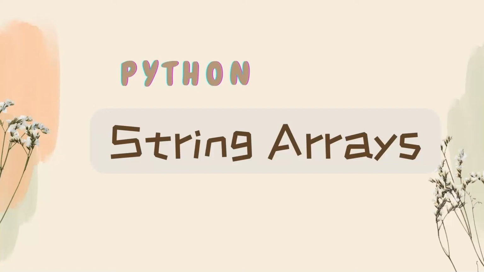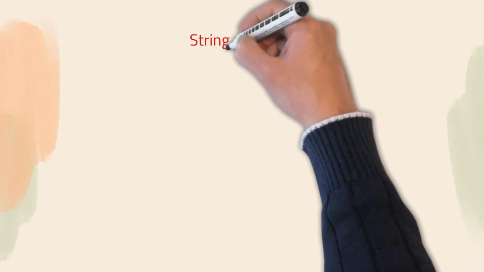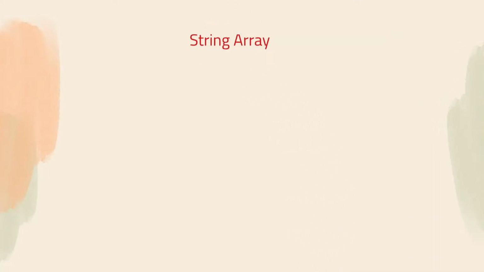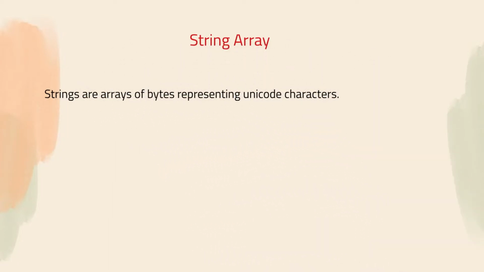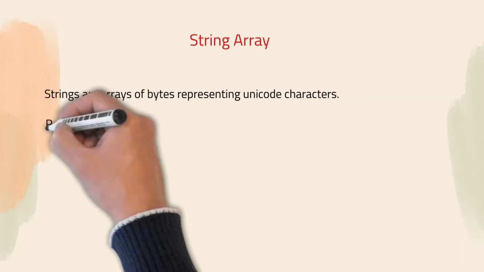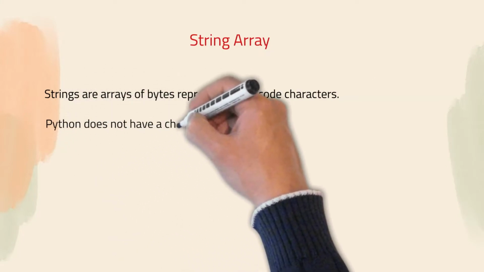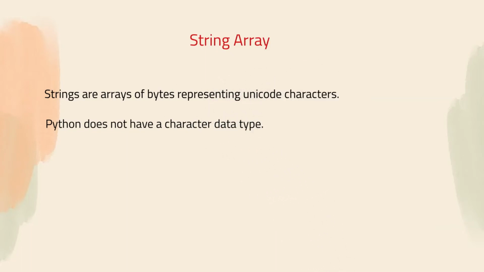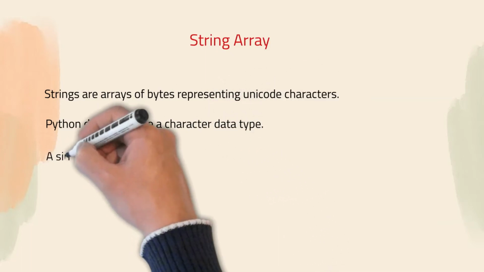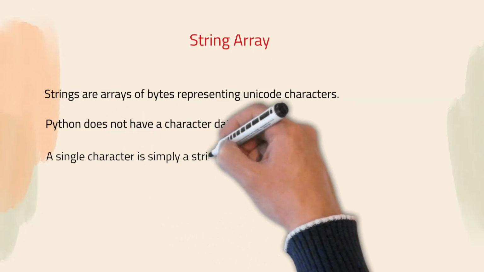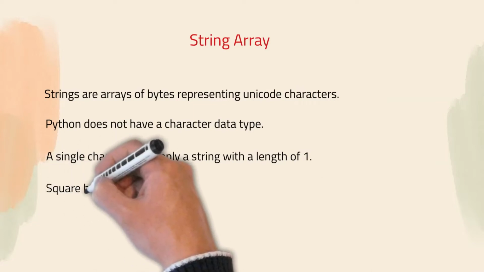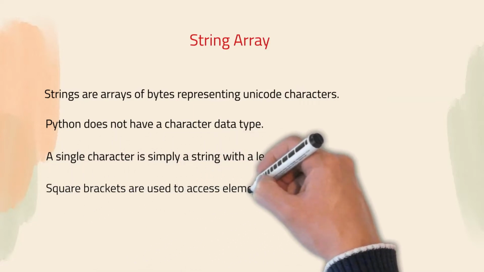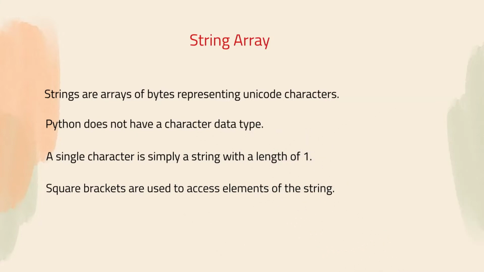In this video, we will discuss arrays in strings and how to access the elements of the array using indexing. Strings are an array of bytes which represents the Unicode characters. Python 3 doesn't have any character data type support. A single character is simply considered as a string with a length of 1. Square brackets with index numbers are used to access the elements of string arrays.